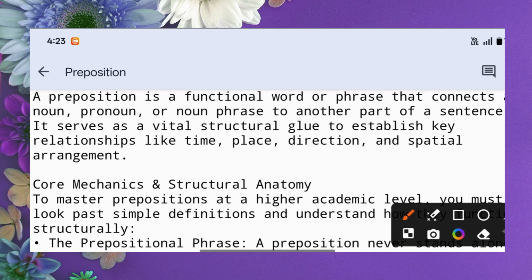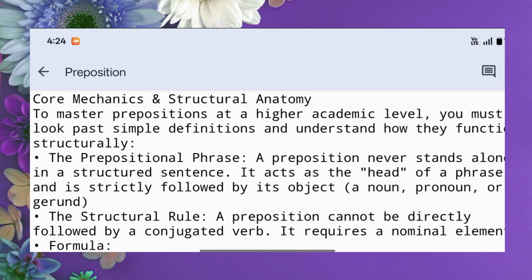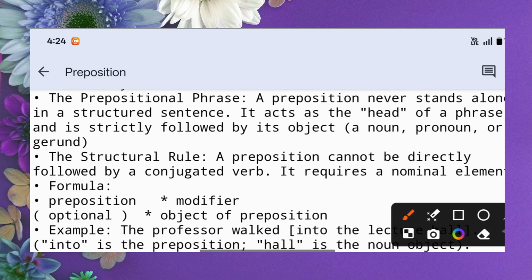Next, let's see about the core mechanics and structural anatomy. To master prepositions at a higher academic level, you must look past simple definitions and understand how they function structurally. Next, let's see about the prepositional phrase.